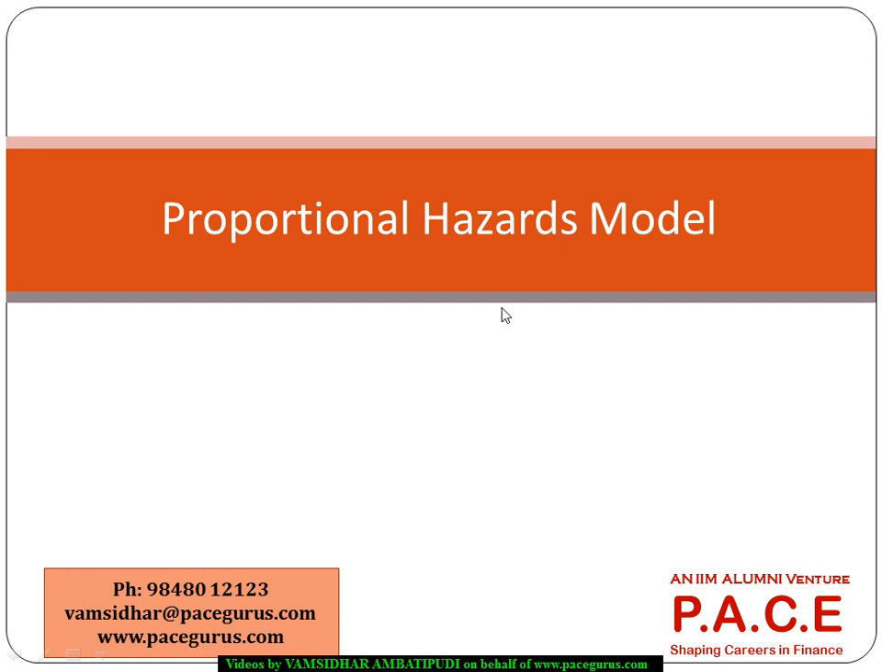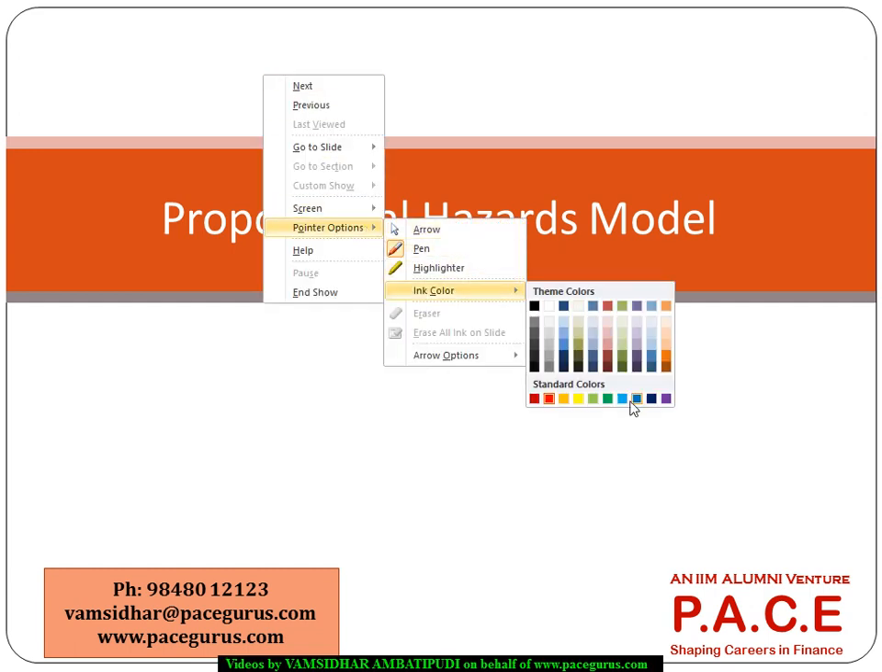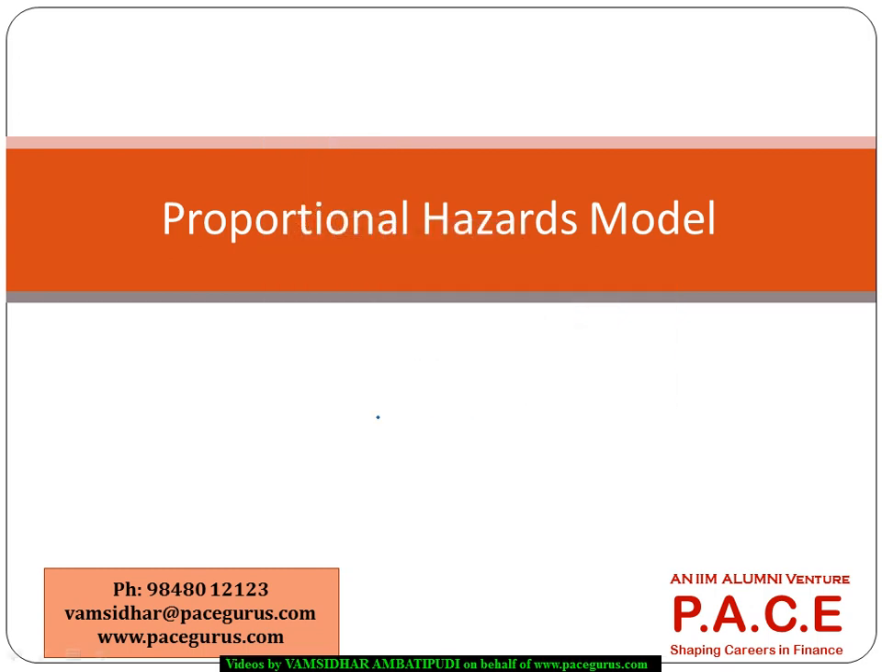Yeah, in this session, we will look at a proportional hazards model, one of the most important models for estimating the future lifetime. We are trying to use one of the more famous proportional hazards models, which is called a Cox regression model. We'll try to look at what it means.